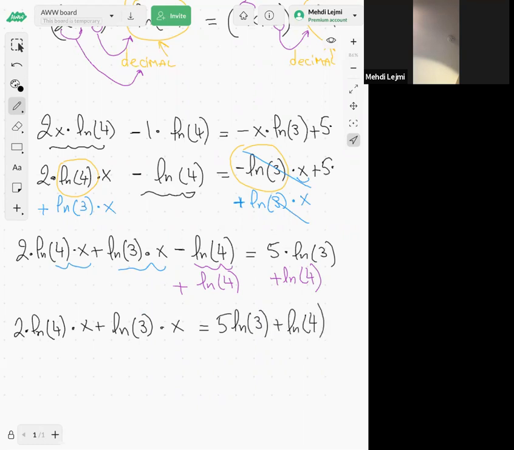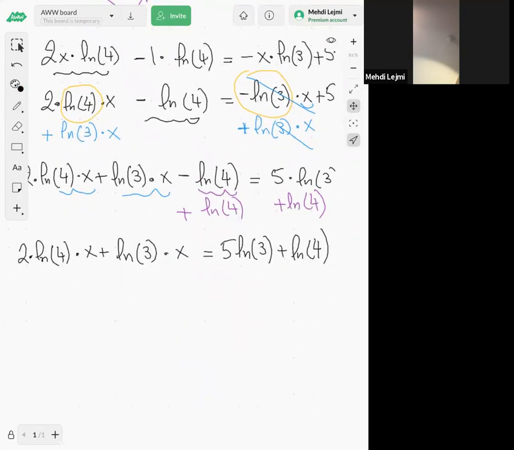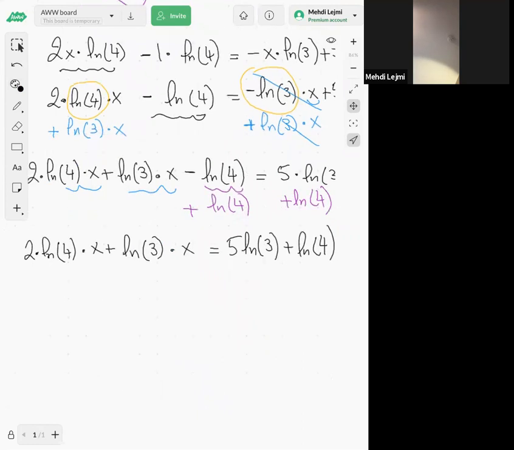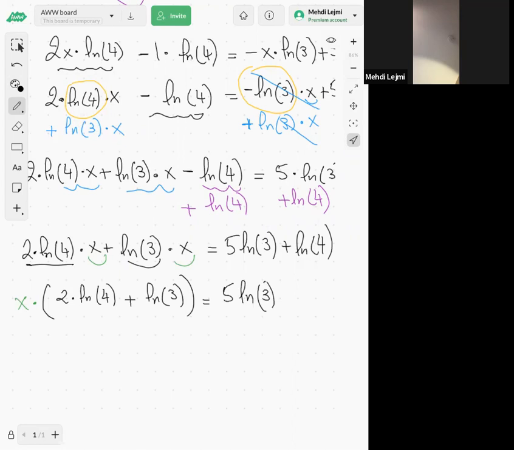Now, the goal was to factor out x. So now I can factor out x. On the left side, x is a common factor. Here's an x, here's an x, so I can factor out x. So it's x times, and what's left is 2 times natural log of 4 plus natural log of 3. And then on the right side, I have 5 times natural log of 3 plus natural log of 4.